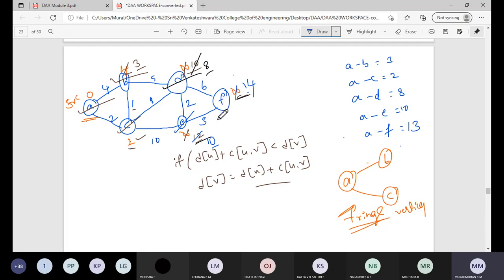Now you can update this one. So 10 plus 3, 13 is less than 14, right? 10 plus 3, that is D of U is 10, C of U comma V is 3. So 10 plus 3, 13 is less than D of V, 14. Yes, true. True means we will update this. So it will become how much?